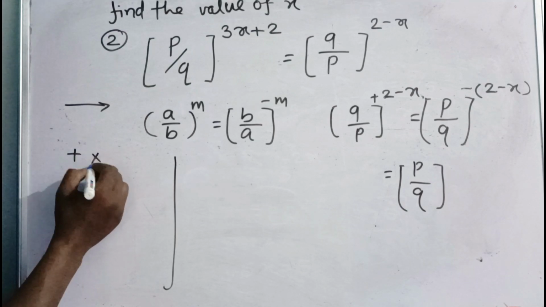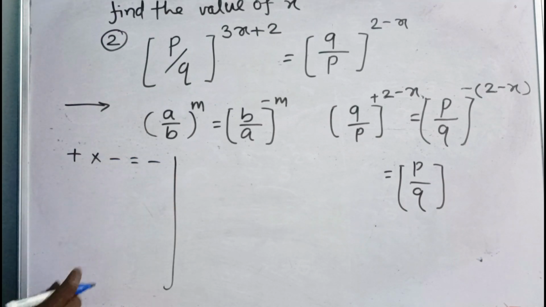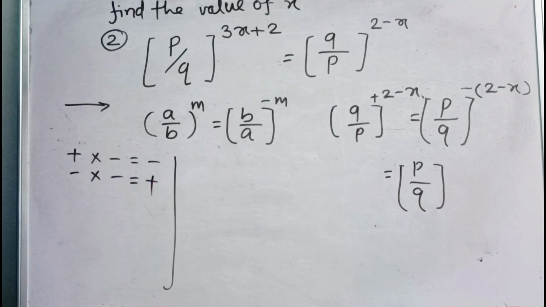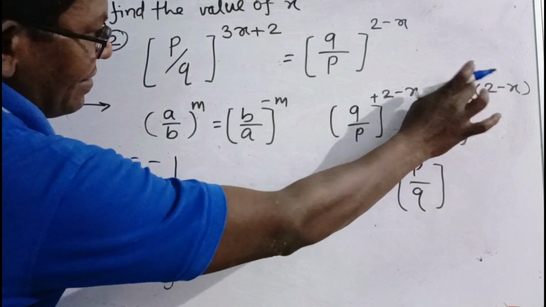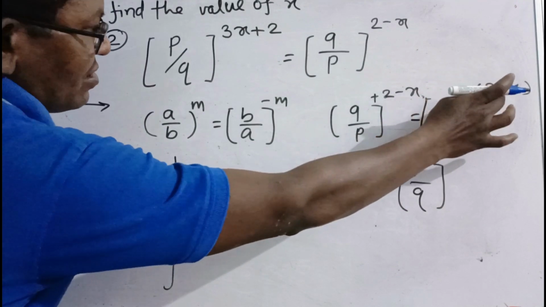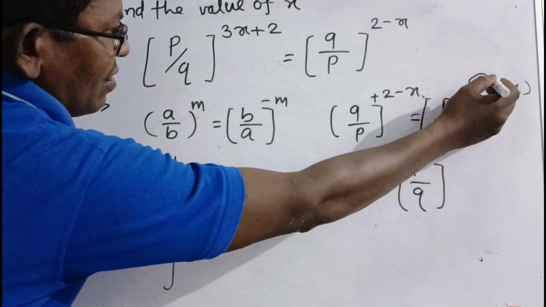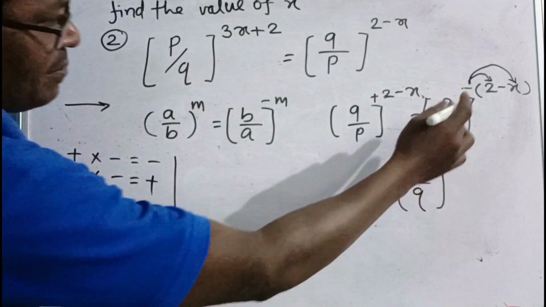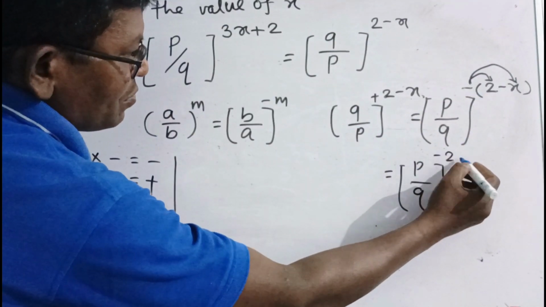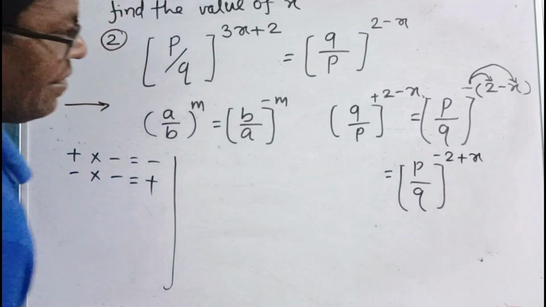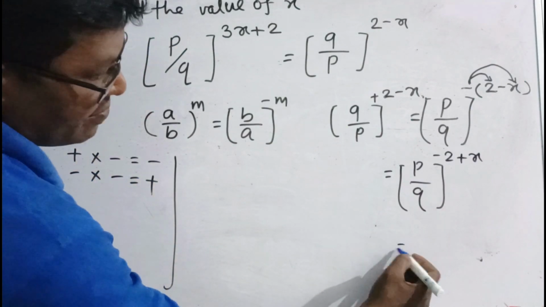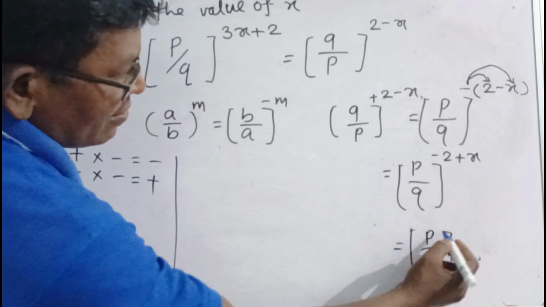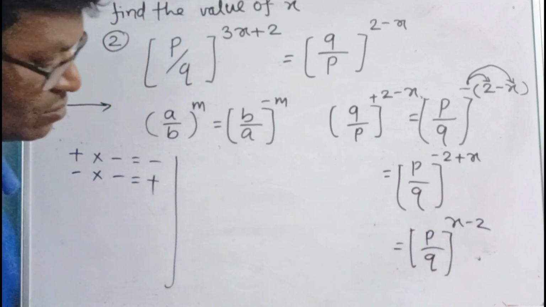प्लस इंटू माइनस इज इक्वल टू माइनस, माइनस इंटू माइनस इज इक्वल टू प्लस. अब ये ब्रैकेट के बाहर है तो इसके साथ भी मल्टीप्लीकेशन होगा और इसके साथ भी मल्टीप्लीकेशन होगा. क्या बन जाएगा? -2 प्लस x. इट मीन्स p upon q raised to the power x minus 2.